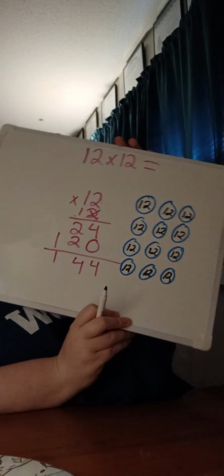So you got your circles with your 12s. You can multiply like that. Now, you can also count by 12. So 12, 24, 48, and Miss Emery already forgot the next one.